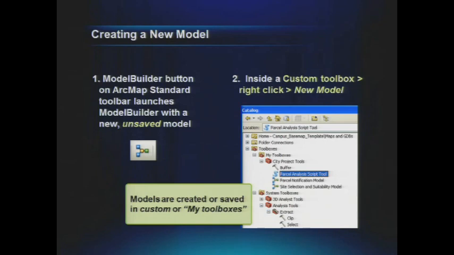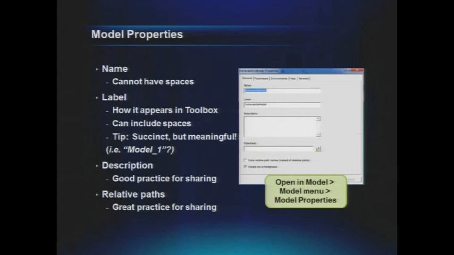The first thing I like to do when I create a new model is go to the Model Properties and open that up and start to set up my properties. I create my name, which cannot have spaces. The label, however, is what actually appears in a toolbox, and that can have spaces. But make it nice and descriptive, so that if you're looking at it later on or you give this toolbox to somebody, they can see by the name what it might do. In addition, it's always good practice to put in a description, as much of a description as you possibly can. That's definitely helpful when sharing models.